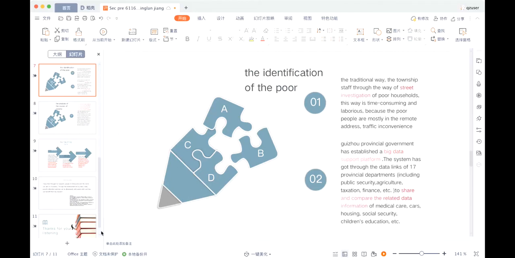Guizhou province government has established a big data support platform. The system has got through the data links of 17 provincial departments to share and compare the related data information of Medicare costs, housing, social security, children, education, and so on.